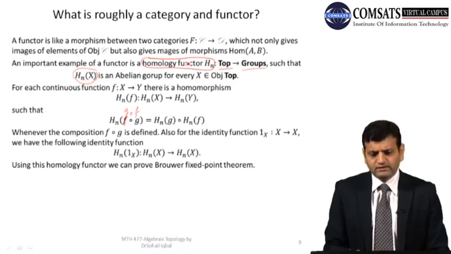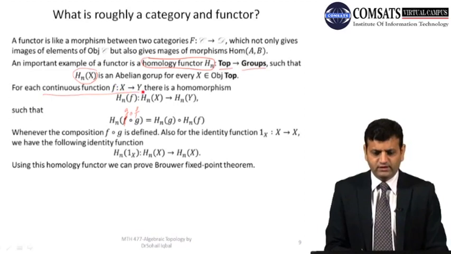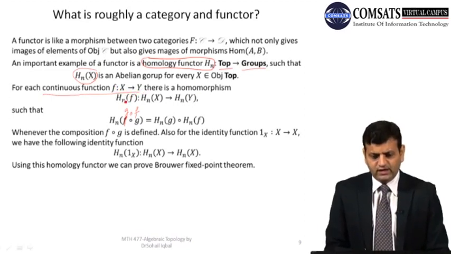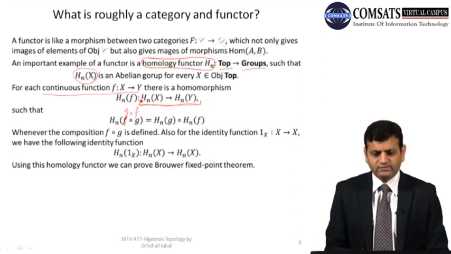Now that's how we take images of the objects, but it's a functor between categories, and a category has three components. It has objects, it has morphisms and it has compositions. So it should also be able to give me images of the morphisms. In this case the morphisms are continuous functions. So if f is any continuous function from X to Y, then we have this image Hn(f), which is a function from this abelian group to this abelian group. So now it's going to be a morphism between these two abelian groups. What is a morphism in the case of groups? It is a homomorphism. So Hn(f) is basically a homomorphism from the abelian group Hn(X) to Hn(Y).